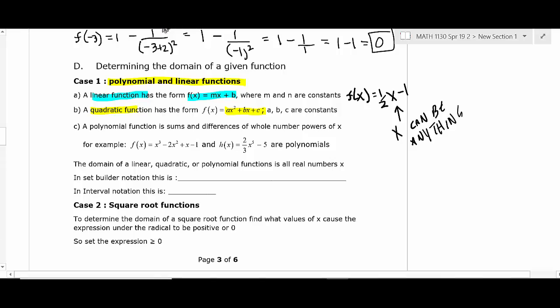Okay, a polynomial function just means that you have sums and differences, whole number powers of x.